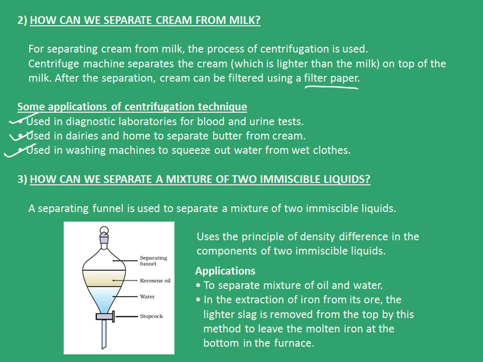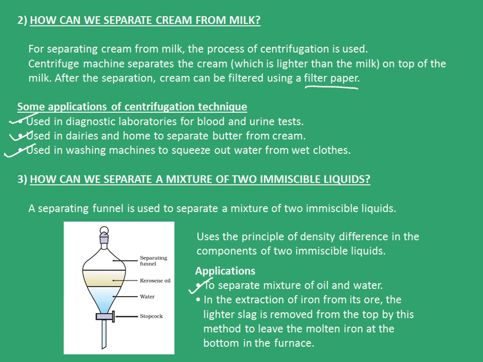When the stopcock is opened, water gets separated out, and as soon as the water has separated out, the stopcock is closed again, leaving behind kerosene oil in the funnel. Now, some of the applications of using a separating funnel are to separate a mixture of oil and water, and in the extraction of iron from its ore.